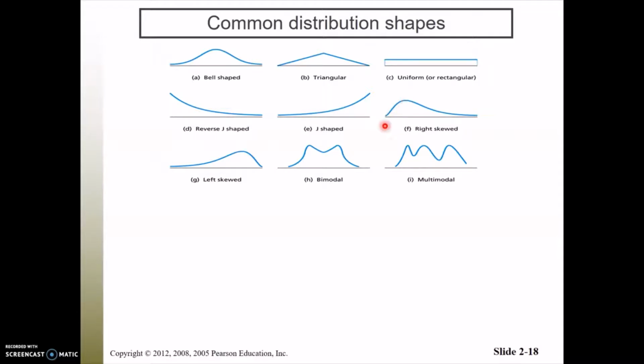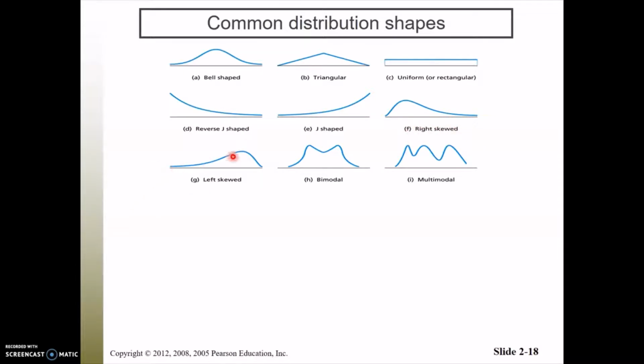Let's see this one. What happened in this particular shape? It starts with a hump, and then it has an elongated portion on its right side. This elongated portion is technically called a tail. If the tail is on the right side, this is an indication of skewness. Skewness is the deviation from symmetry. So this is the tail on the right side, and for this reason this is called a right skewed distribution.